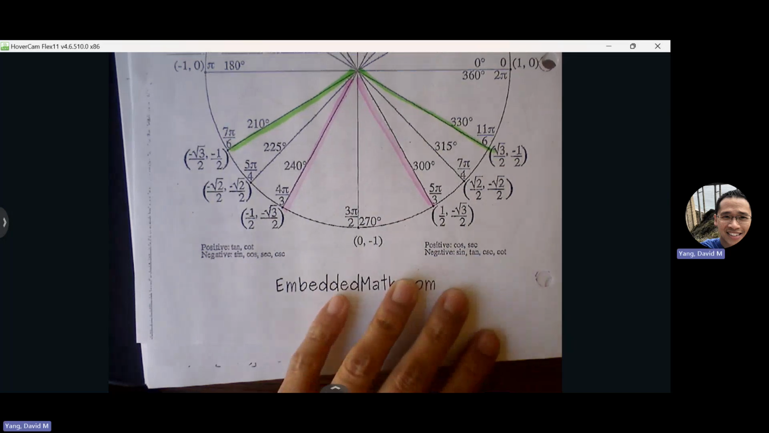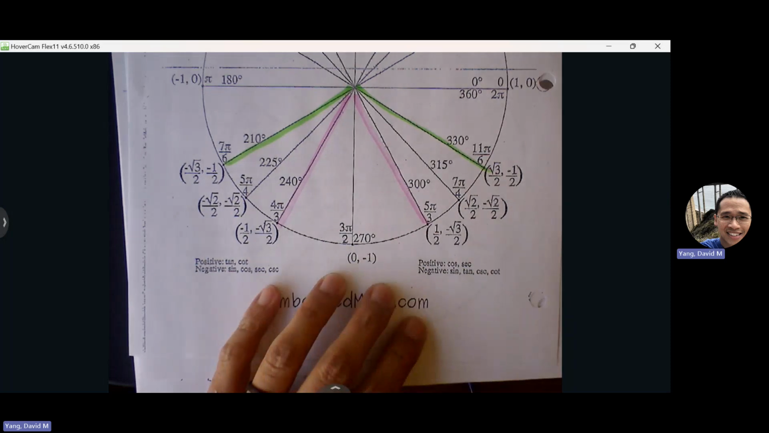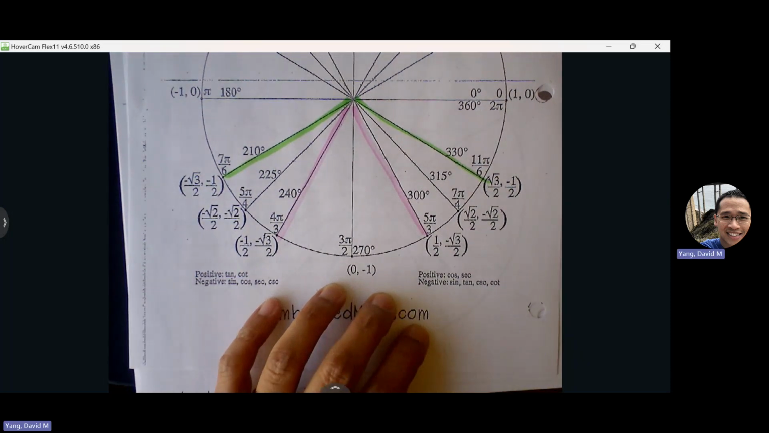Okay, if you need any more support with the unit circle, I can be available tomorrow morning to help you go through your unit circle values.